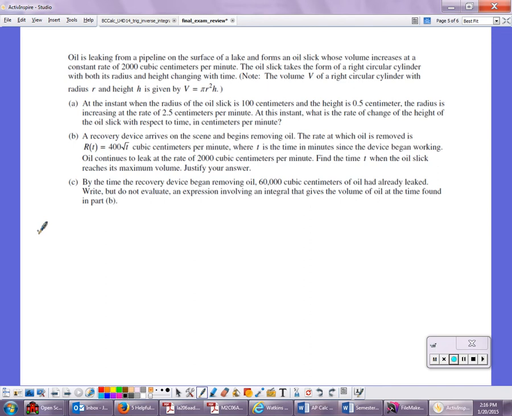So what do we got? We've got the change in the volume is going to be equal to 2,000. It says the change in the volume is 2,000 cubic centimeters per minute. Now, be careful with this. It says it's a constant rate of 2,000 cubic centimeters per minute.